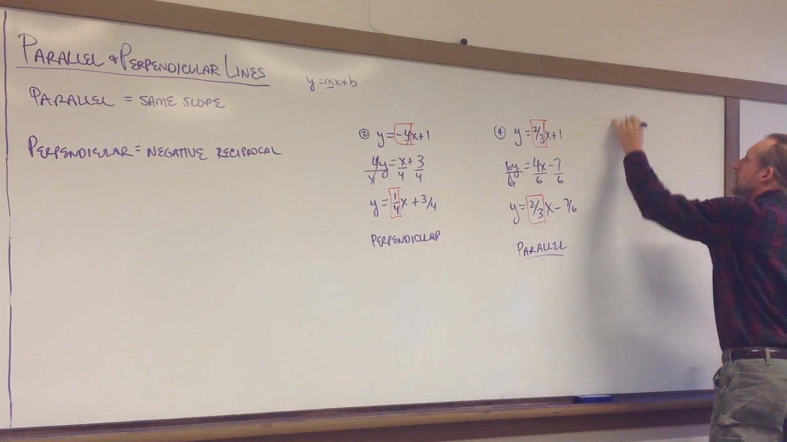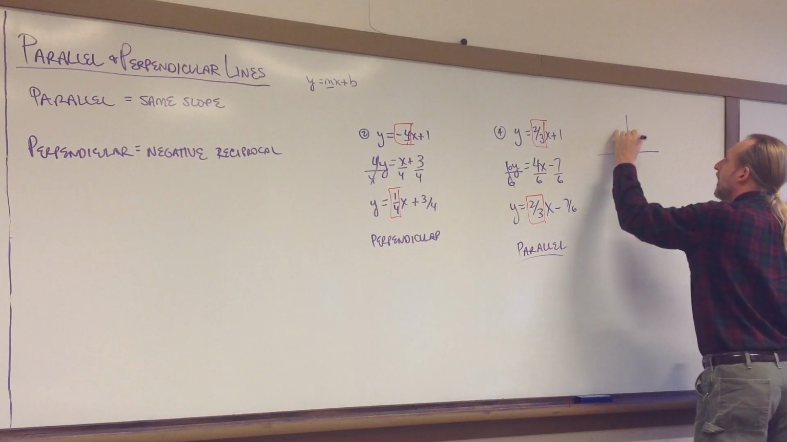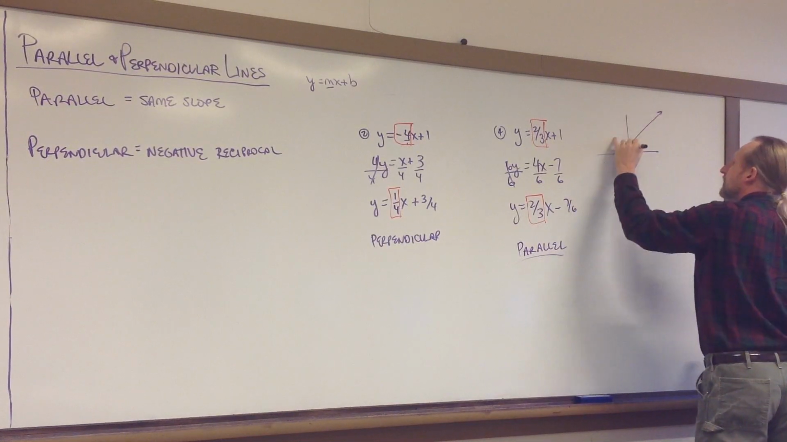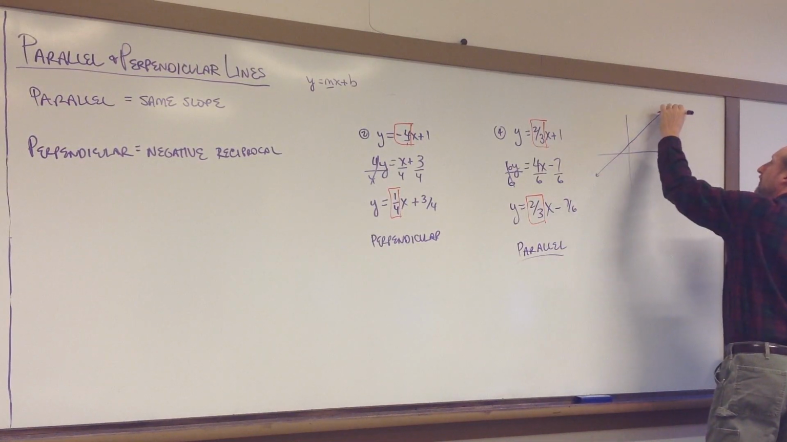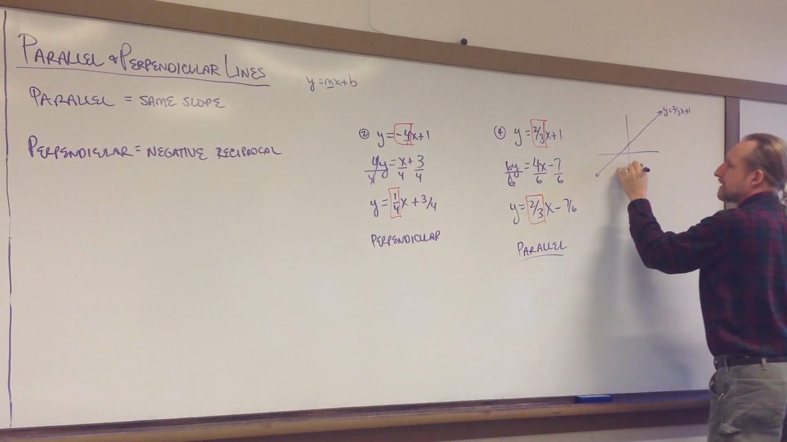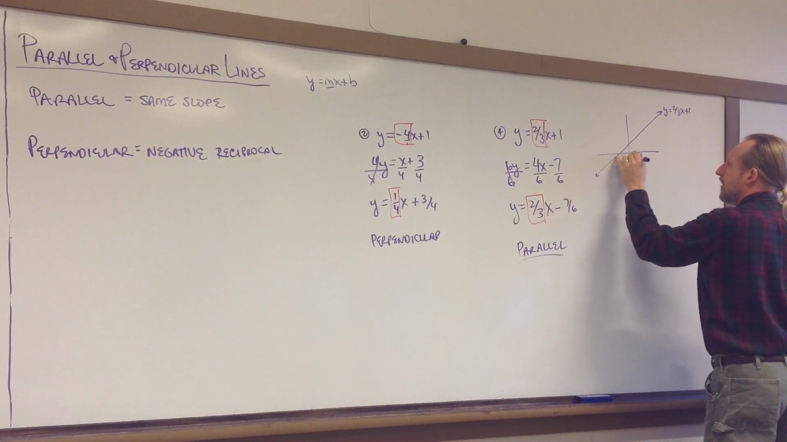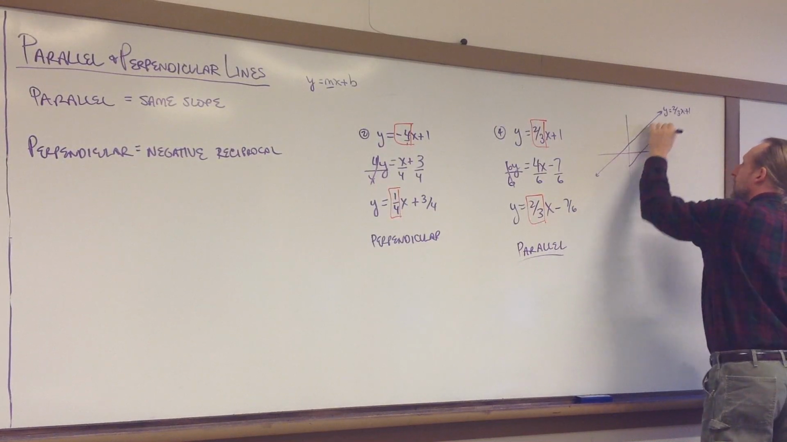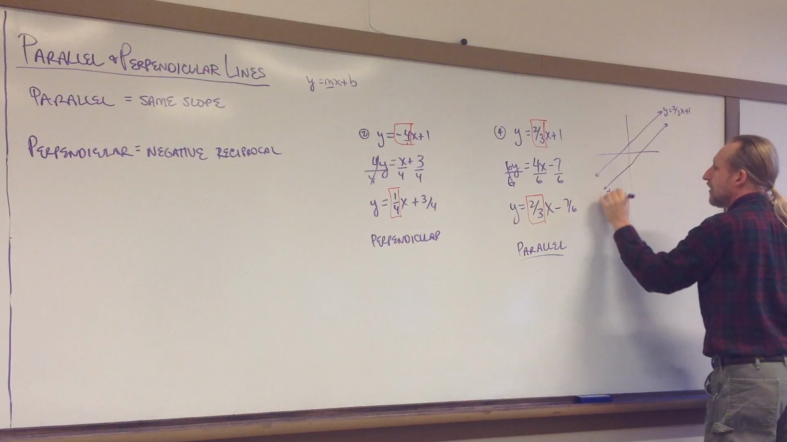And again, you don't have to graph this, but there's the first line would look something like this, and then the other one, minus 7/6, 2/3, so something along those lines.